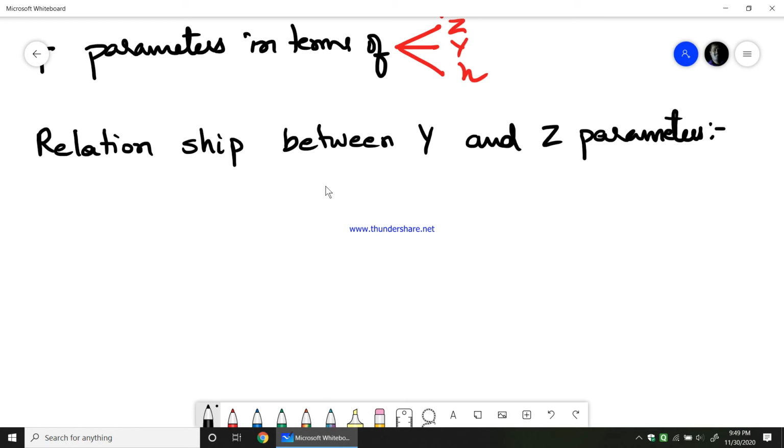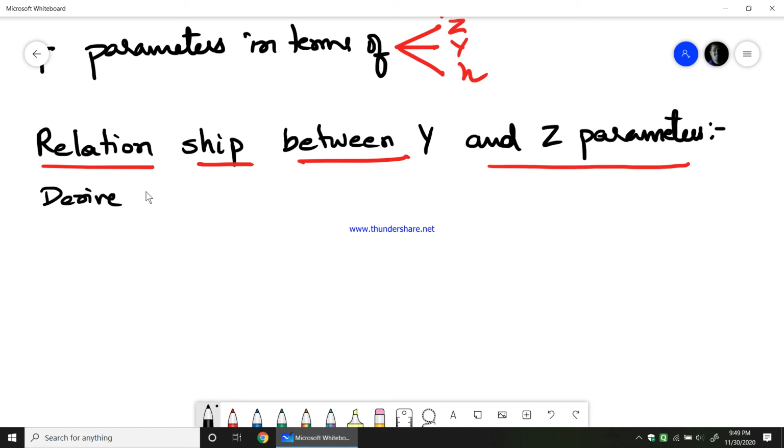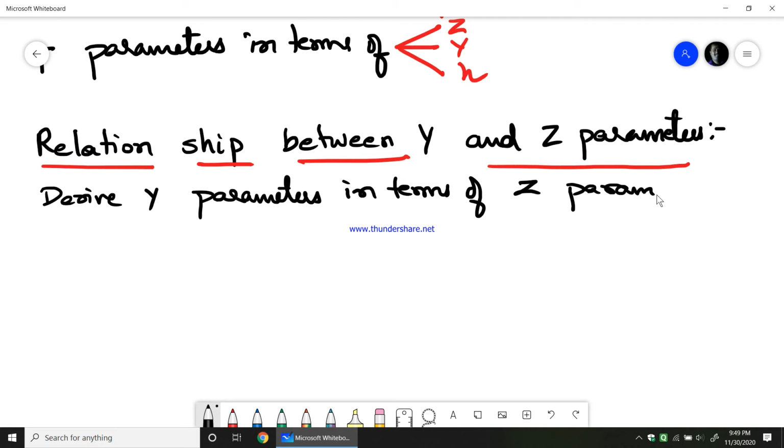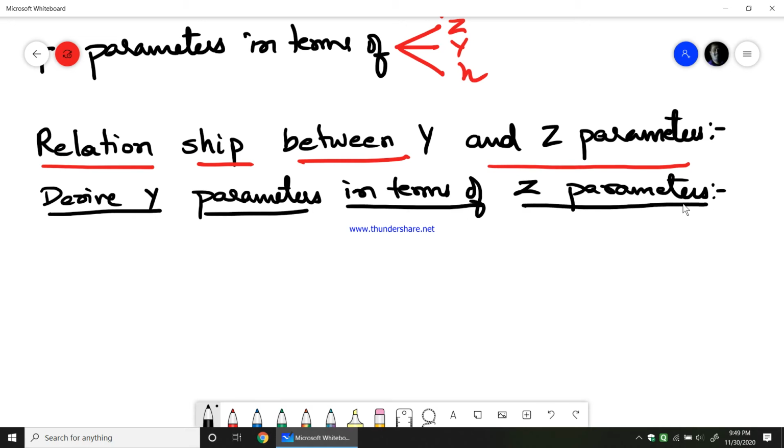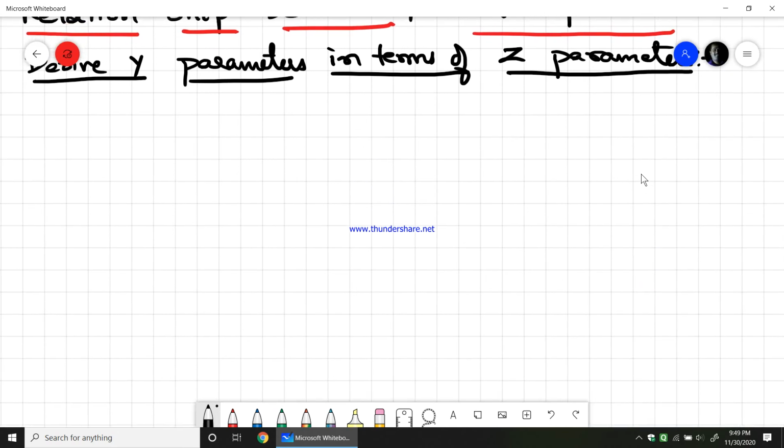So let us derive Y in terms of Z parameters. Relationship between Y and Z parameters. So first derivation, derive Y parameters in terms of Z parameters. So let us derive Y parameters in terms of Z parameters.